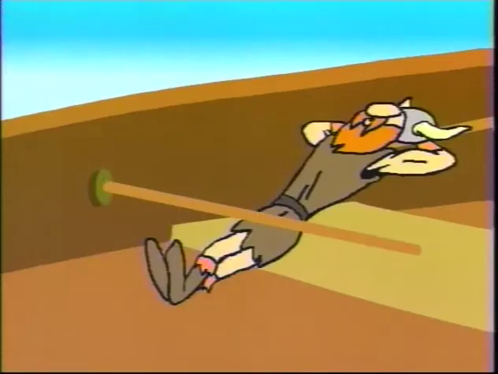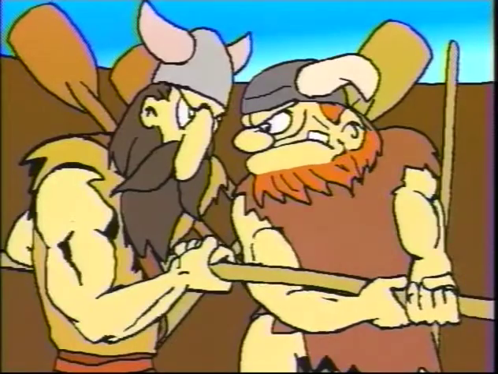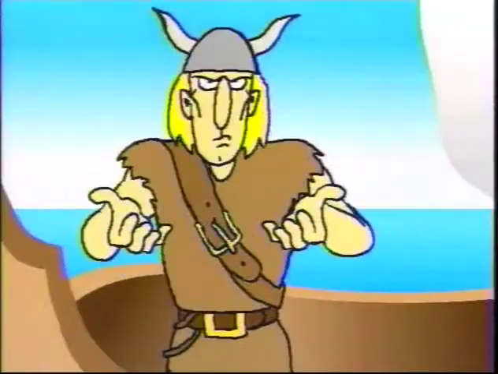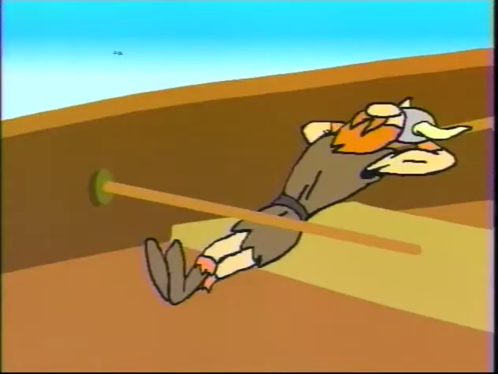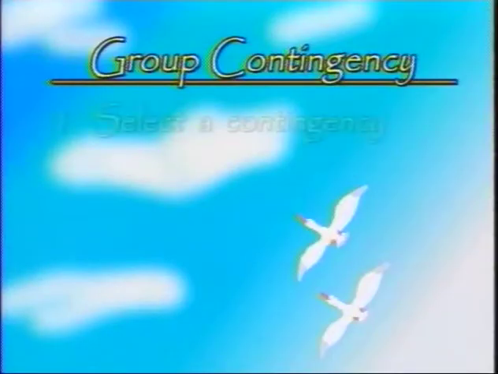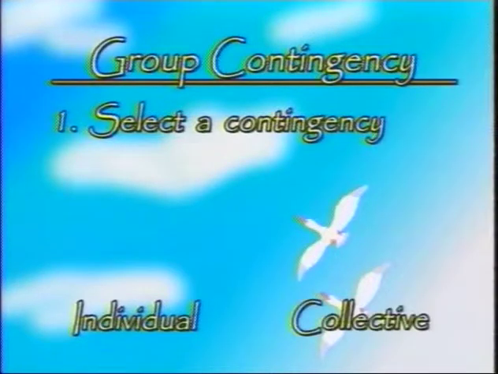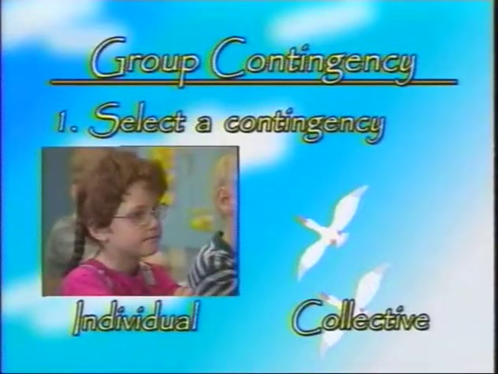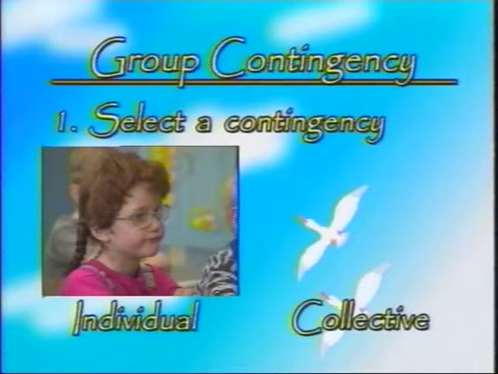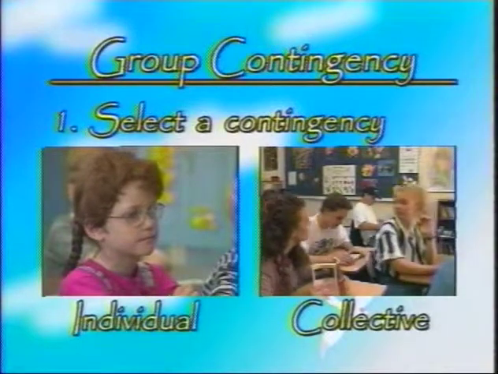Lately, my Vikings are unmotivated, irresponsible, and uncooperative. What's a conqueror to do? Will a group contingency put starch in their skivvies and stiffen their spine? Absolutely, Thor. Begin by selecting a contingency. There are two basic types, individual and collective. Use an individual group contingency to help a specific student. To improve the skills of a group of students, use a collective contingency.